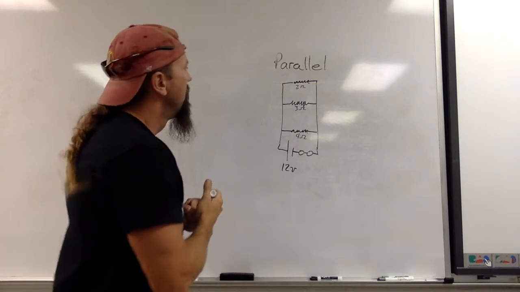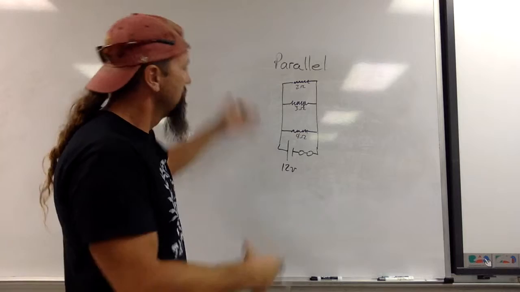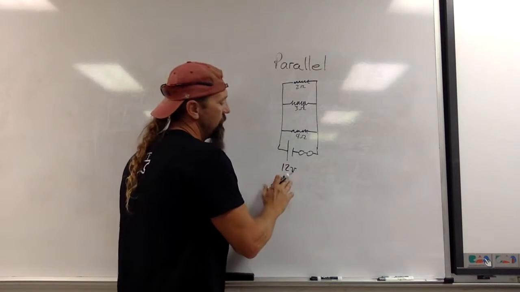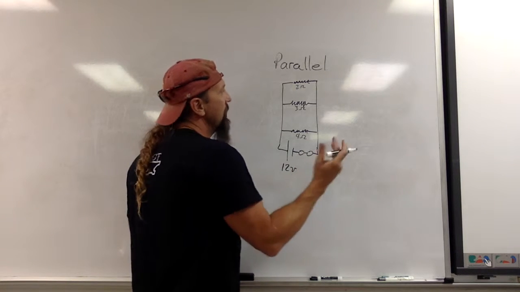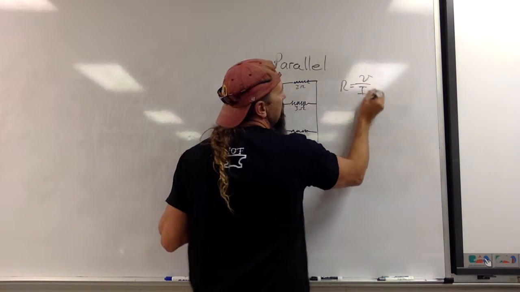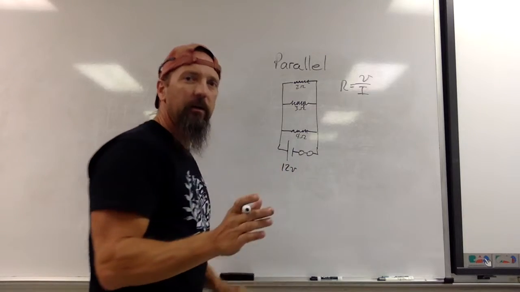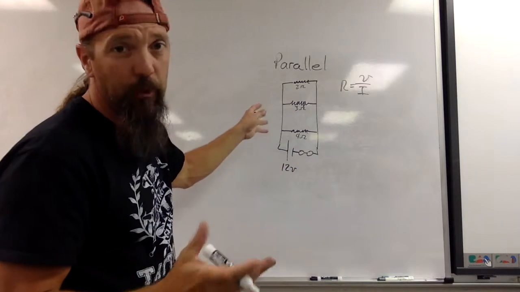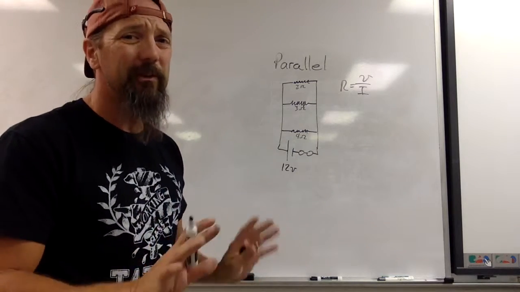Now, to figure out some things about this one, we need to know what is going on in this system. So we start here with the 12 volts. We know that, just like when we were doing the series, we are going to be using Ohm's law. Again, resistance equals voltage over current. The difference here is that when you're finding the equivalent resistance of a parallel circuit, you don't just add them together. You do add them, but you have to do something to them first.